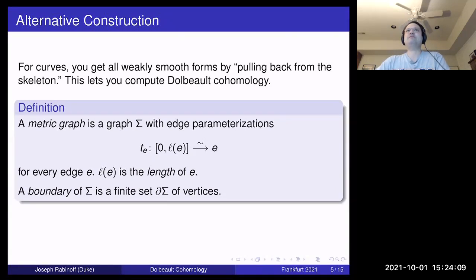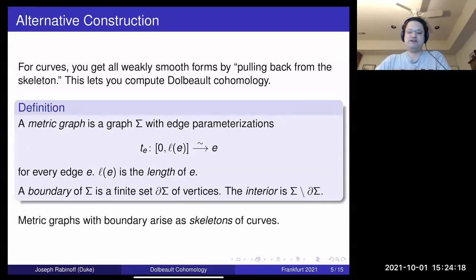I'm calling all my graphs sigma because they will arise as skeletons on the next slide. All right, so then the interior is the complement of the boundary, as you might expect. So that's my notation for skeletons of curves. I'm going to need to use this parameterization of the edge, so I wanted to introduce the T sub E.